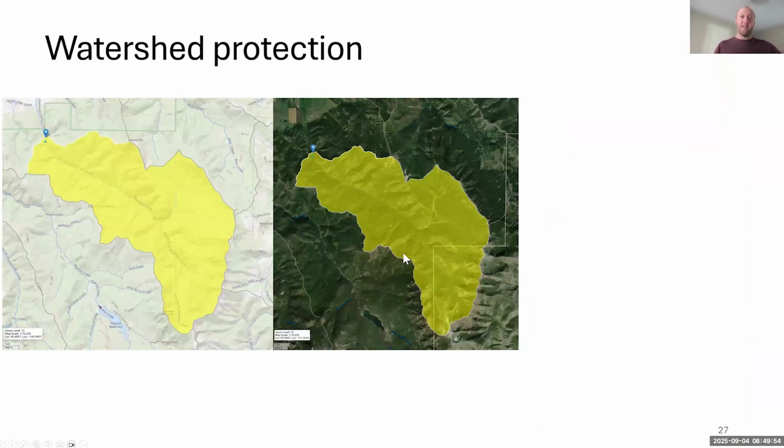Okay, and then watershed protection. So how do we protect these areas from different sources of pollution? This is the example back in Bozeman where I used to work. We wanted to protect this watershed from sources of pollution.